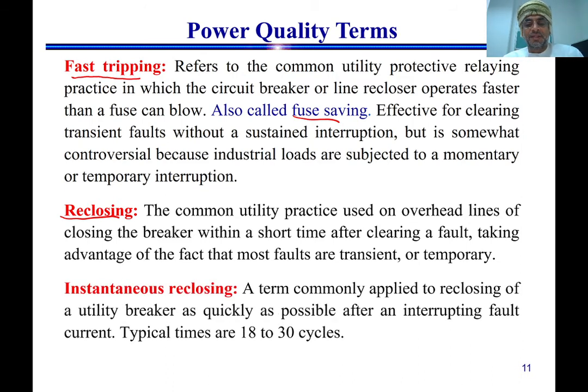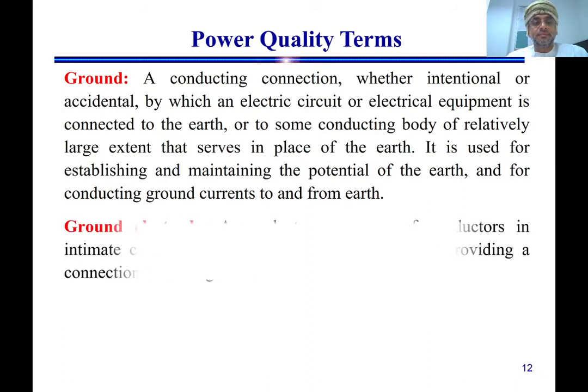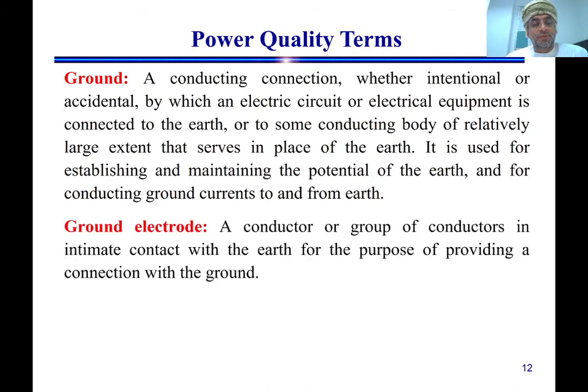Instantaneous reclosing is a term commonly applied to reclosing of a utility circuit breaker as quickly as possible after interrupting the fault. And the typical time will be 18 to 30 cycles. So don't forget that when we talk about a cycle in Oman, we have 50 Hertz, so one cycle is 20 milliseconds. So if it is 30 cycles times 20, we are talking about 600 milliseconds. Of course, you know what we mean by ground, and we know also what we mean by ground electrode.